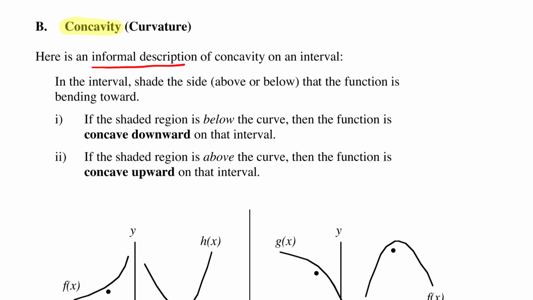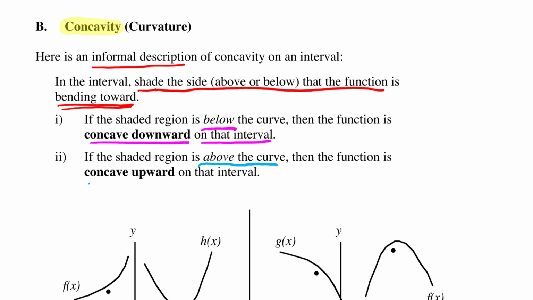Okay, let's talk about concavity of a curve. Here's an informal description below, but basically what we do is we shade the side either above or below the function that the function is bending toward. If the shaded region is below the curve, then the function is concave downward, or if the shaded region is above the curve, then the function is concave upward on an interval. Let's take a look at some examples.